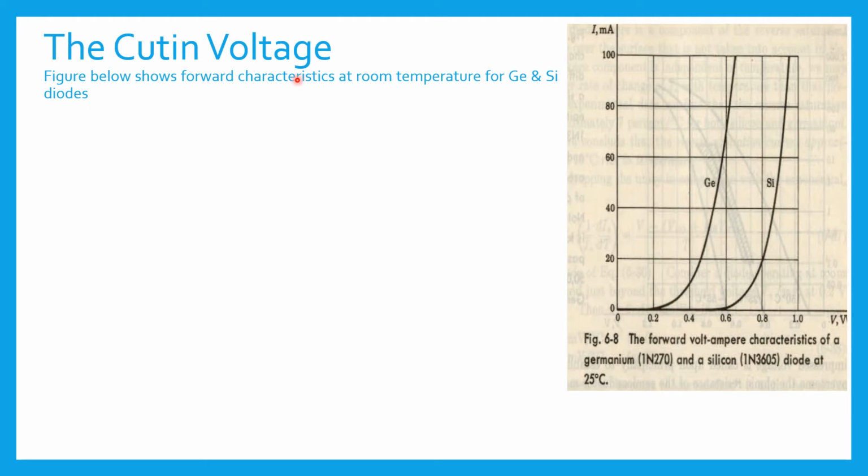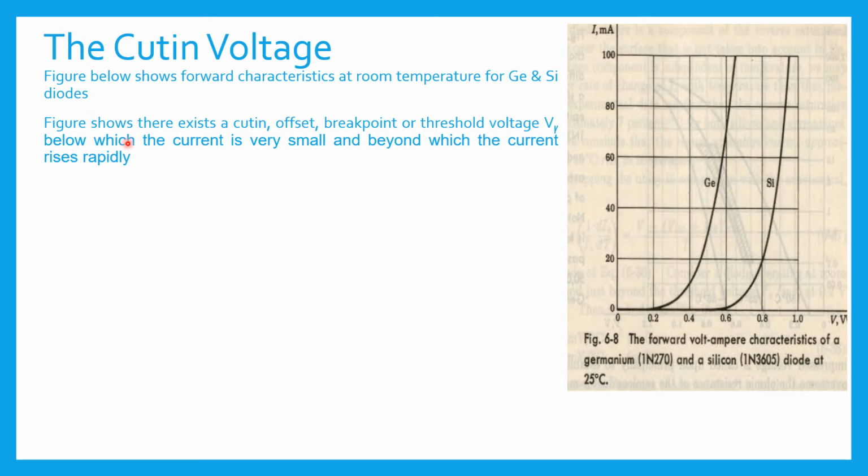Cut-in voltage. This figure shows forward characteristics at room temperature for germanium and silicon diodes. The figure shows there exists a cut-in, offset, breakpoint or threshold voltage V gamma below which the current is very small, that is, this voltage for germanium and this is the voltage for silicon, below which the current is very small and beyond which the current rises rapidly. V gamma is equal to 0.2 volt for germanium and 0.6 volt for silicon.